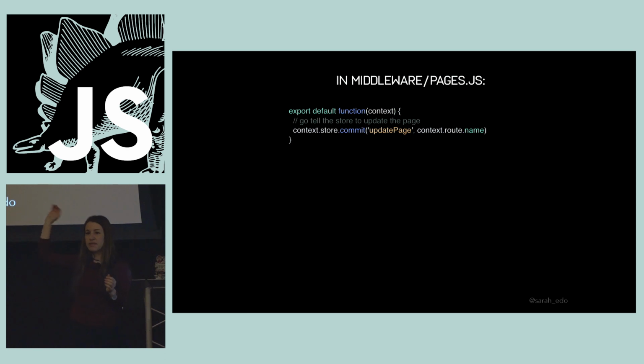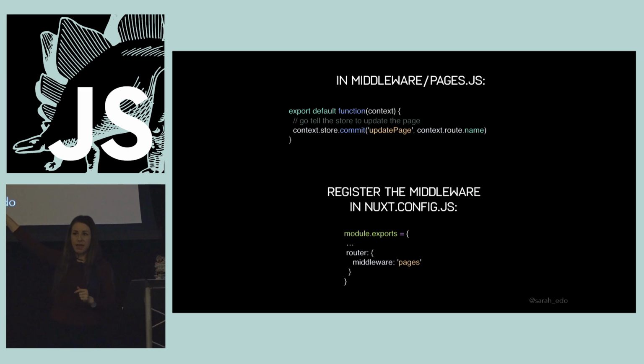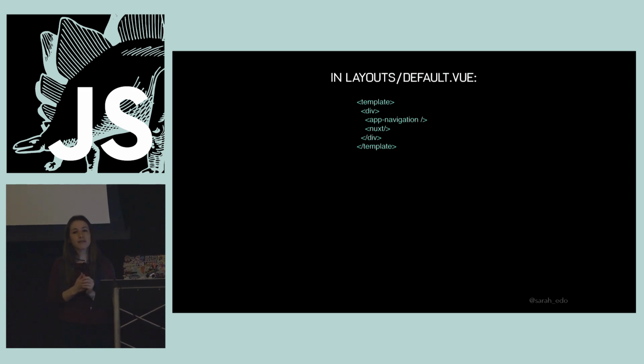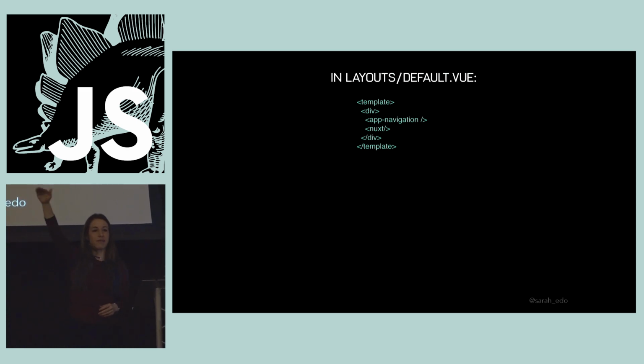So middleware gives us access to the root context where I can say, like, what page are you? OK, great, thank you. And then I store it in the store that's available for your application. But I also have to add that middleware and register it in Nuxt.js, in the nuxt.config.js. And then in Layout's default view, I have the app navigation component. That persists on every single page.